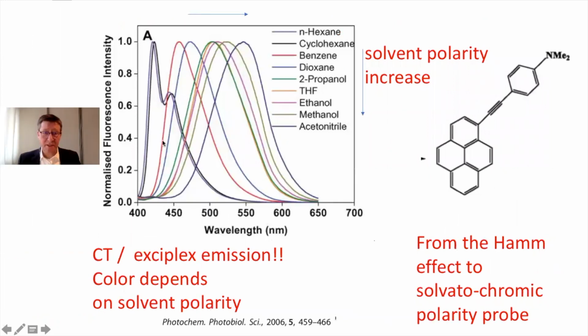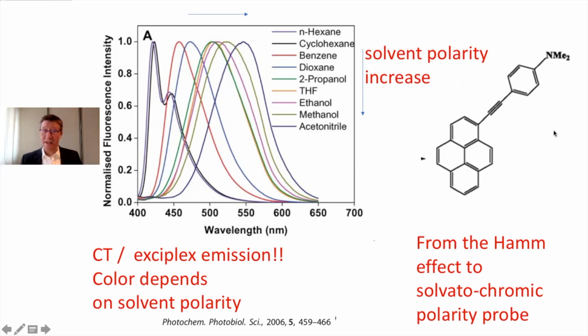So here we see some spectra. This is just an example of a molecular probe. So these sharp peaks with vibrational fine structure, that is local emission. In very non-polar solvents, this charge transfer state is not accessible. There's not enough driving force. But in these more polar solvents, you create the charge transfer state, you create an exciplex type species, and the emission is now very sensitive to the environment. This is in benzene, and then you go more and more polar to acetonitrile.